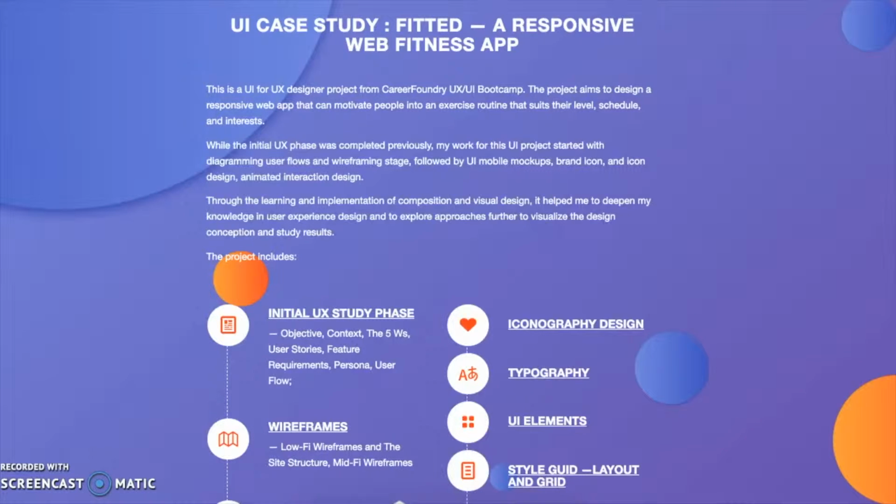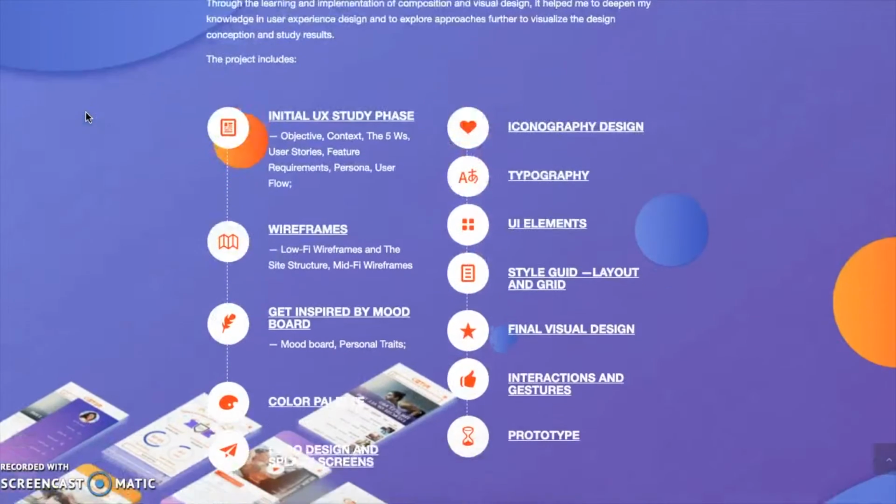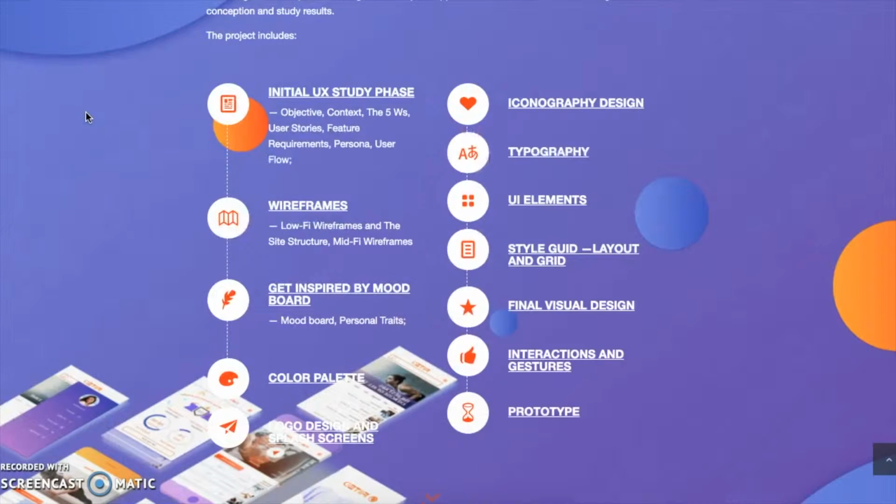Today I'm going to talk about a user interface case study. The purpose of this project was to create a proper visual design for the responsive web fitness app. I'm going to walk through the initial UX study phase, wireframes, mood board, color palette, logo design, icon design, and some other UI elements. I also will include the animation design and prototype, which represent how users can interact with the mobile app.